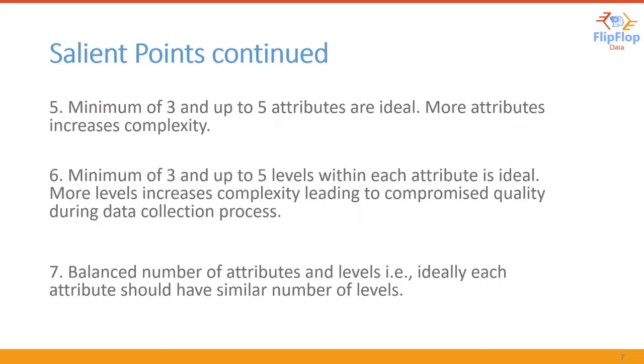Then, after that, we need to look into the ideal number of attributes and levels to be chosen. A minimum of 3 and up to 5 attributes are the ideal choice, because if you take more attributes, it increases complexity. Again, within those attributes, a minimum of 3 and up to 5 levels is the ideal choice. More levels increase complexity, leading to compromised quality during the data collection process. Then we have to choose a balanced number of attributes and levels. That is, ideally, each attribute should have a similar number of levels.